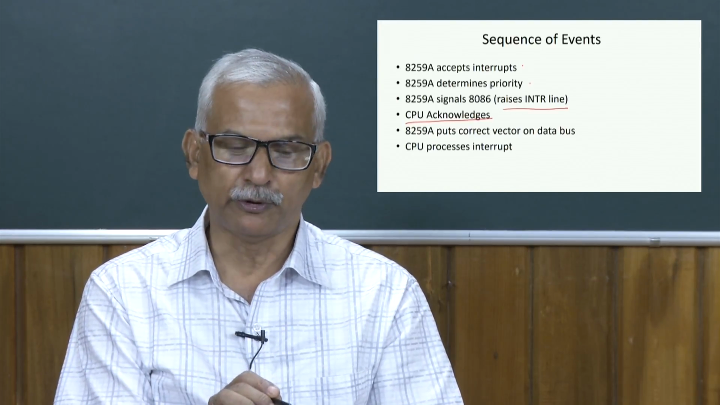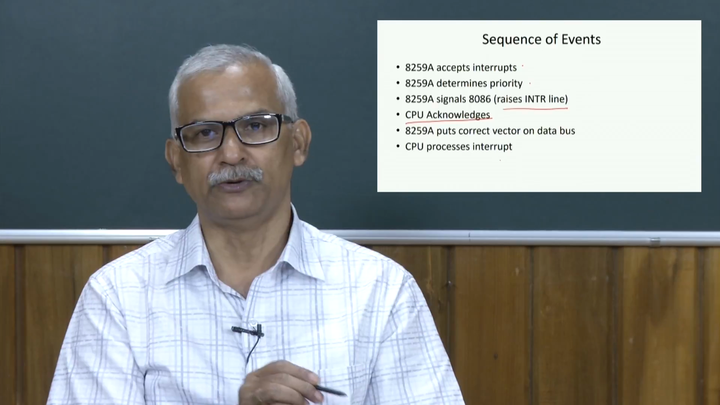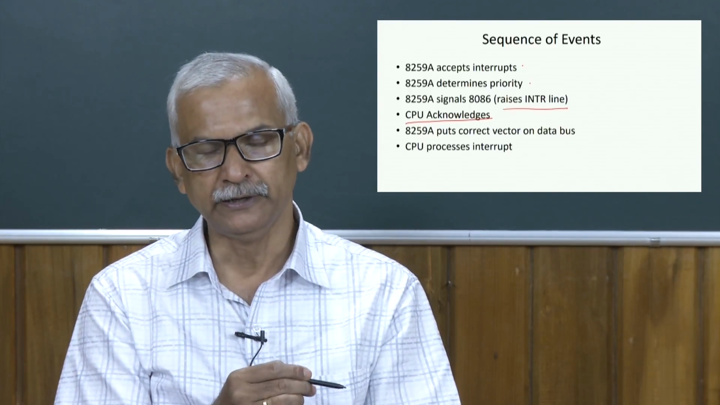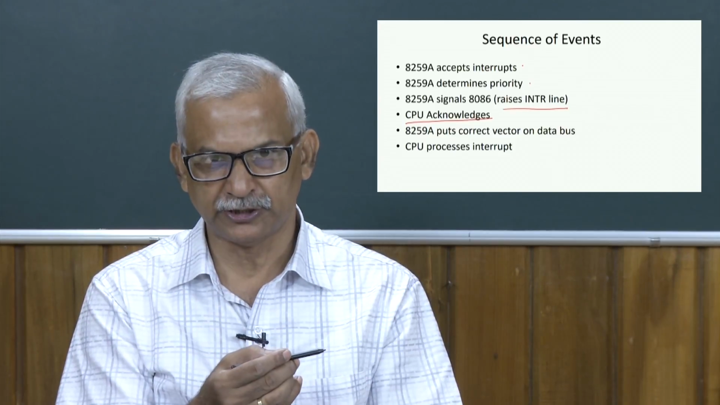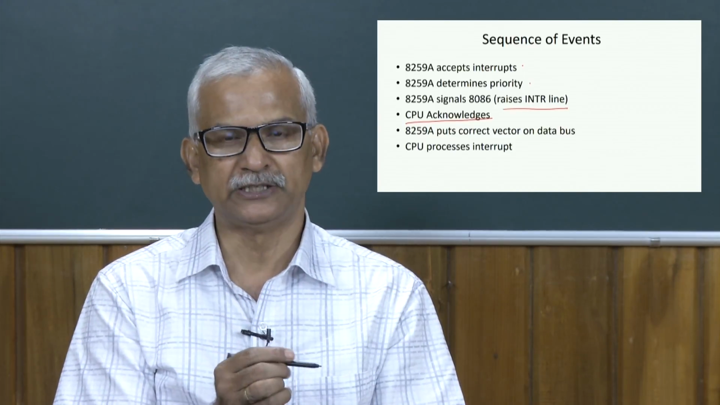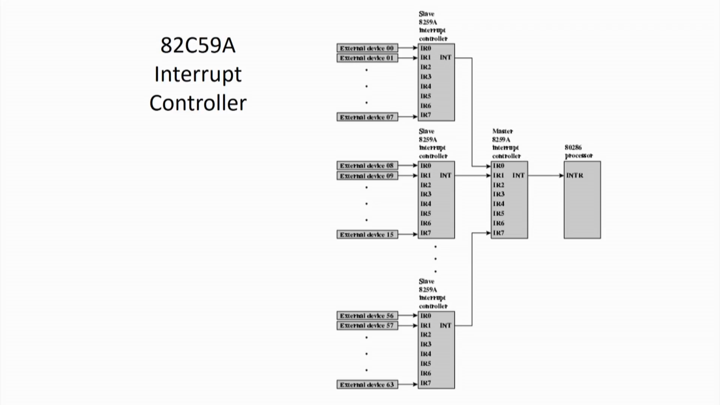After getting that information, the CPU processes the interrupt. Once it gets the correct vector, the processor will know which interrupt service routine it needs to execute. It is going to execute that particular interrupt service routine. So this is the way that we can connect more devices.